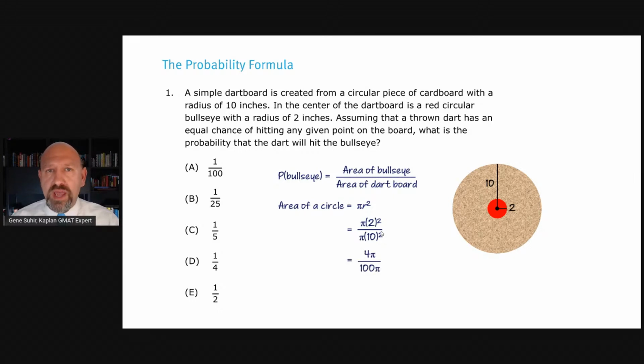In other words, 4 pi over 100 pi. The pi's then cancel out immediately afterwards. We have 4 over 100, and that's 1 over 25, as quite a few of you said down in the comments below. Option B, right on.